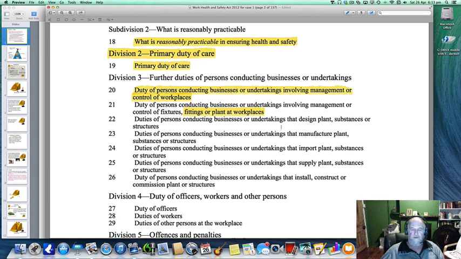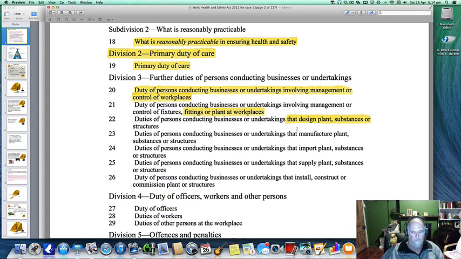Duties of persons conducting businesses or undertakings that design plant, substances or structures. Now, it's a long shot, but somebody designed that front end loader and someone would have been aware. So I'm going to have a look at this. I'm going to just pencil it in.